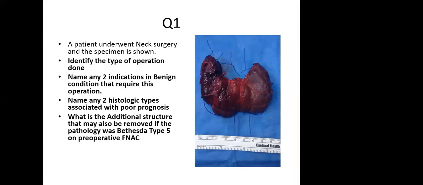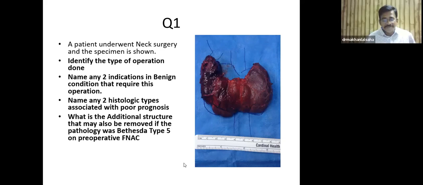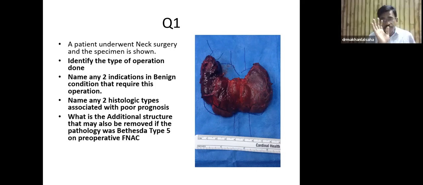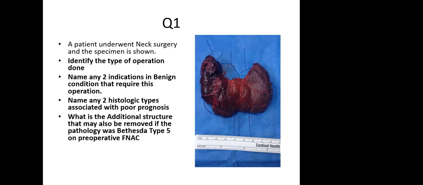Name any two histological types associated with poor prognosis. That means this is in addition to the malignancy. Yes, sir. In case of malignancy, like medullary thyroid carcinoma, anaplastic carcinoma, followed by follicular thyroid carcinoma or Hurthle cell carcinoma. Two histological types, just clearly say. Sir, medullary thyroid carcinoma and anaplastic carcinoma.